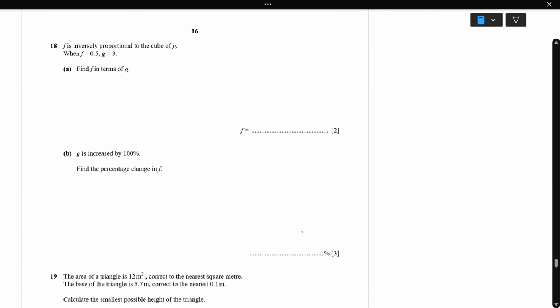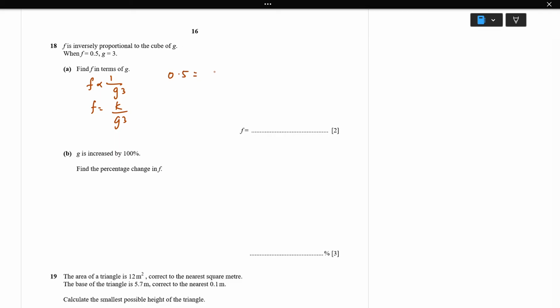Next, question 18. F is inversely proportional to the cube of G. So F equals K over G cubed. We put the value here: F equals 0.5, so 0.5 equals K over 3 cubed. So 0.5 times 3 cubed equals K, so 27 times 0.5, which is 13.5.